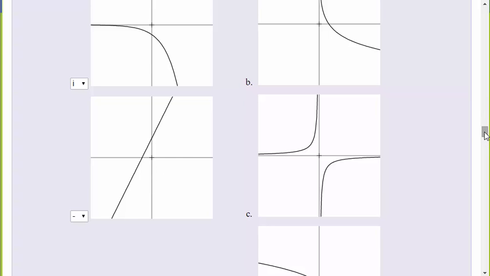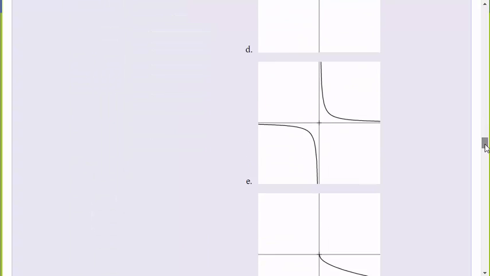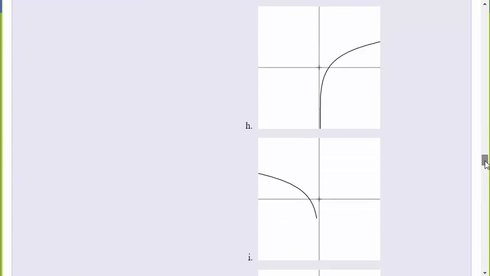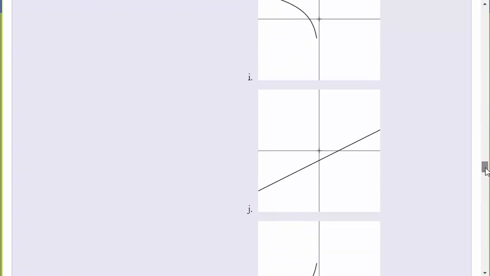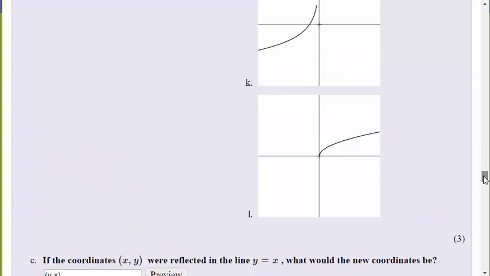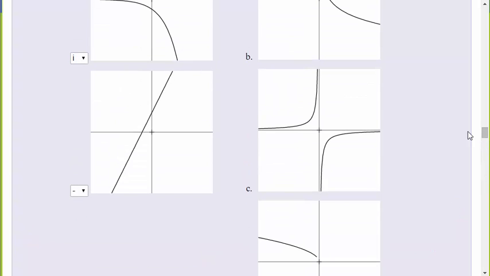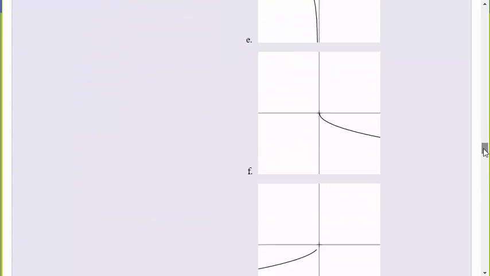Okay, so let's see if we can find a negative y and positive x. That one? No. J. Yeah, that's it, huh? Negative y, positive x. Let's just see if there's not another one. No. So that would be J. You get it? Got it. J. Okay, let's go on.